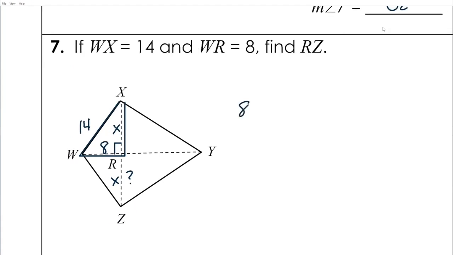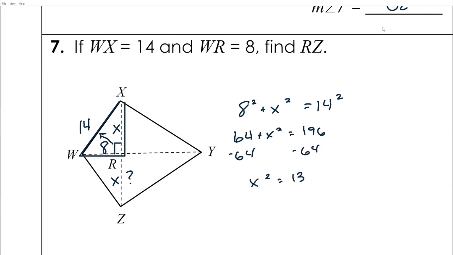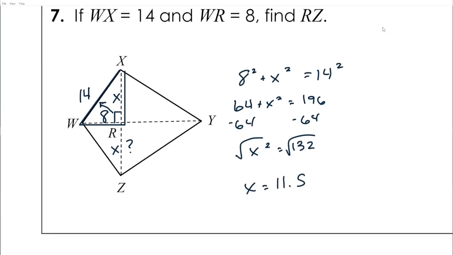So 8 squared plus x squared equals 14 squared. Leg squared plus leg squared equals hypotenuse squared. We know 14 is the hypotenuse because it's opposite of our 90. So 64 plus x squared equals 196. Subtract 64 from both sides. x squared is 132. Once we isolate our variable, now we can square root both sides. So x, which is RZ, is 11.5.